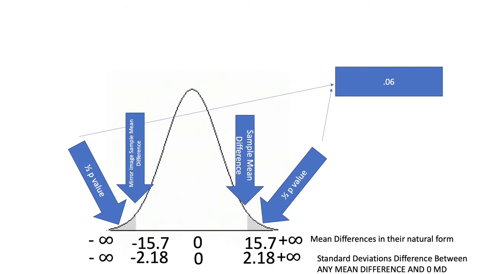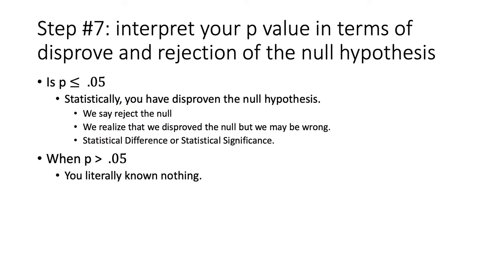Gray over white. Gray is 0.06 over white being 1. So it's 0.06 over 1. 0.06. That's all it is. So we have 6% of 100%. So the probability of sampling a mean difference as extreme or more extreme than the mean difference we sampled if the null were true is 6%. p is greater than 0.05. It's close, but close is only good in horseshoes. So we know nothing.